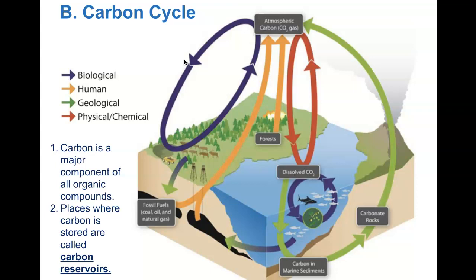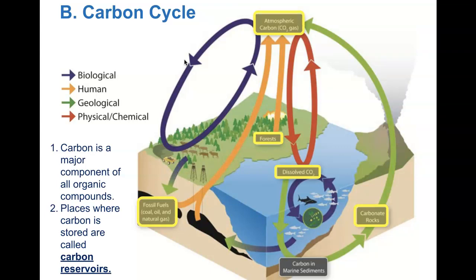Places where carbon is stored for either long or short periods of time are called carbon reservoirs. Earth's four major carbon reservoirs are the atmosphere, the hydrosphere, mainly in the oceans, the geosphere, in both rocks and fossil fuels, and the biosphere, in the form of living tissues and organic compounds in the soil. There are biological processes involved in the carbon cycle.